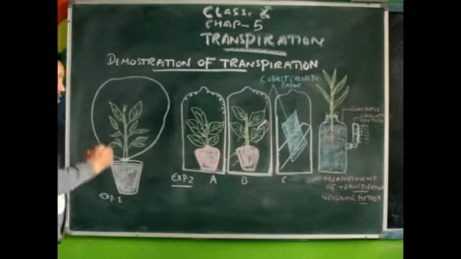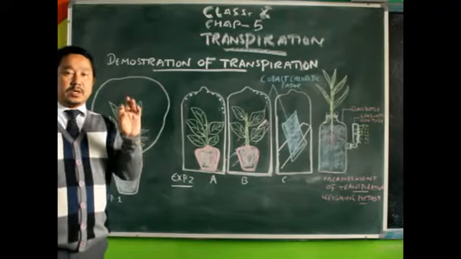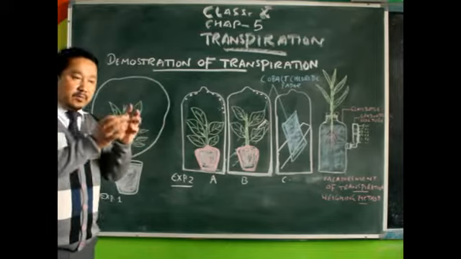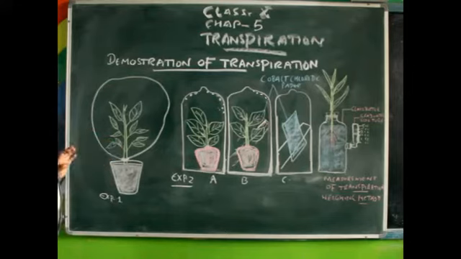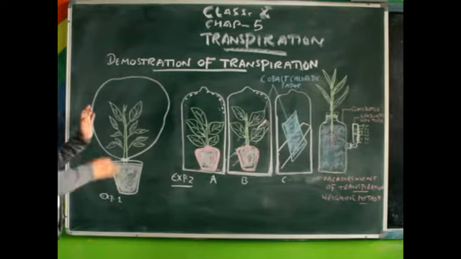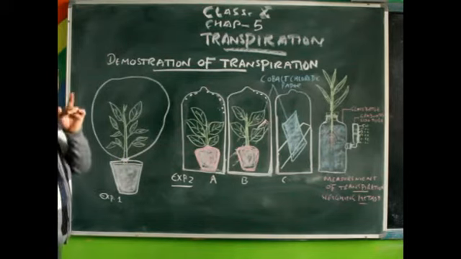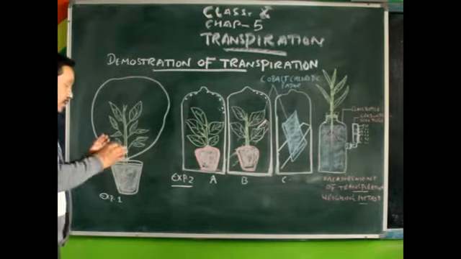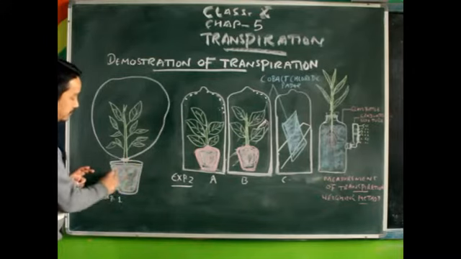For number 1, what you do is take a well-watered potted plant, a plant which is well-watered in the pot. Then you cover it with the polythene bag, covering the entire plant, and the mouth of that polythene bag is tied here at the base of the stem, to keep the plant separate from the pot.